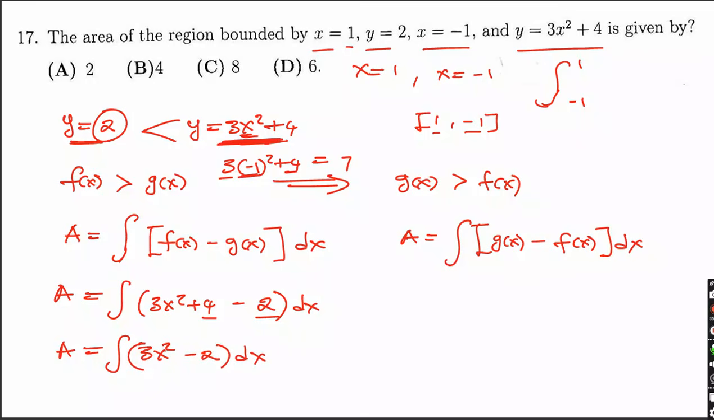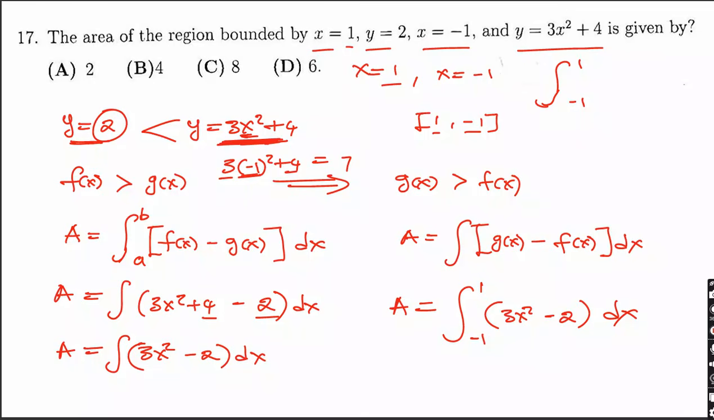So from that now we can find our area. We have to put b here and a, where b is just the bigger variable, which is 1. So I'm going to put 1 here and negative 1 here for 3x squared minus 2, then dx. That means we just have to start by integrating. How do we integrate? We add 1 to the power, then we divide by the new power.